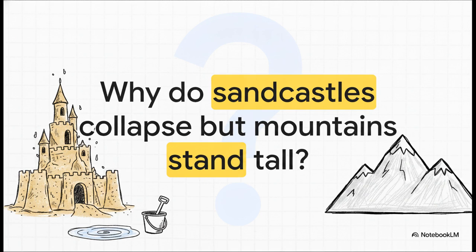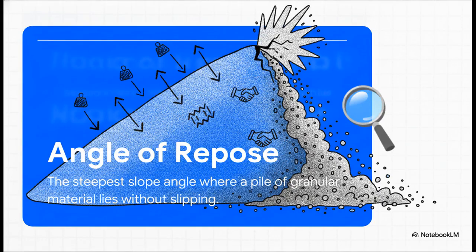I mean, have you ever noticed how a pile of dry sand always settles into the exact same cone shape, no matter how carefully you pour it? Or why adding just a tiny bit of water lets you build a towering sandcastle, but adding too much causes the whole thing to slide away into a puddle in literally seconds? Well, it all comes down to a strict mechanical boundary enforced by nature. And that boundary, that's the angle of repose.